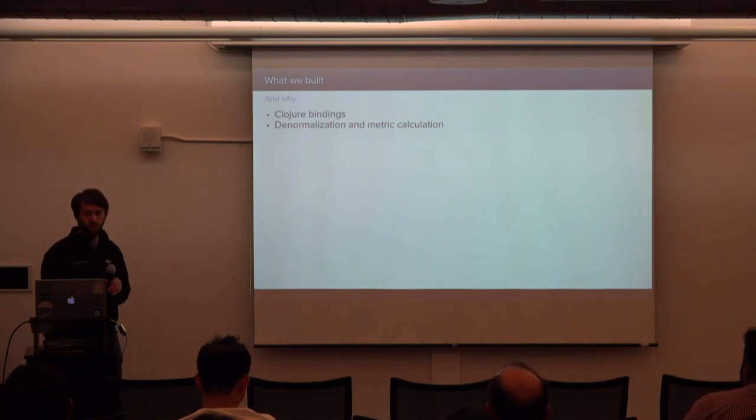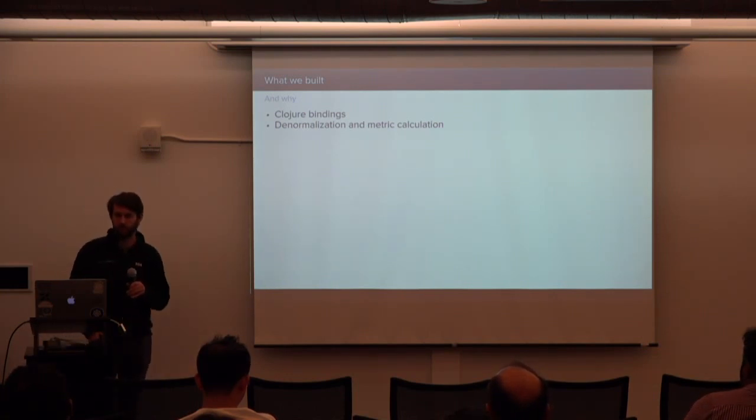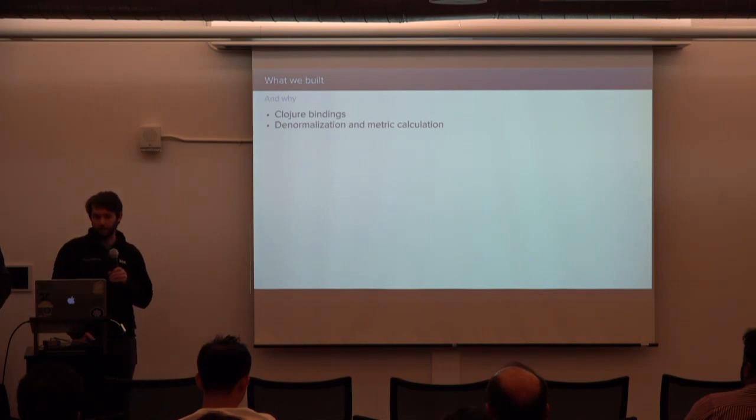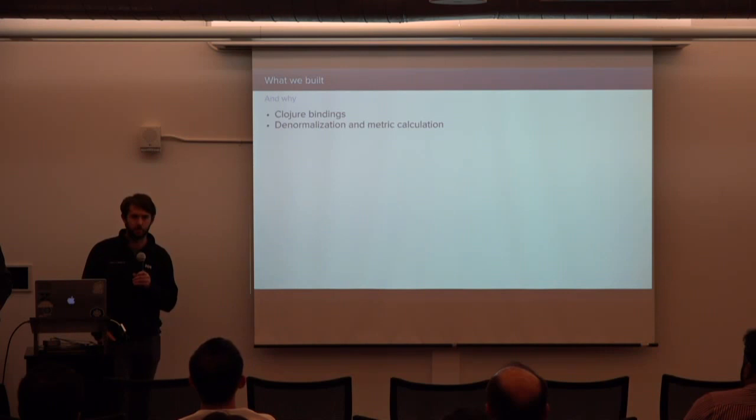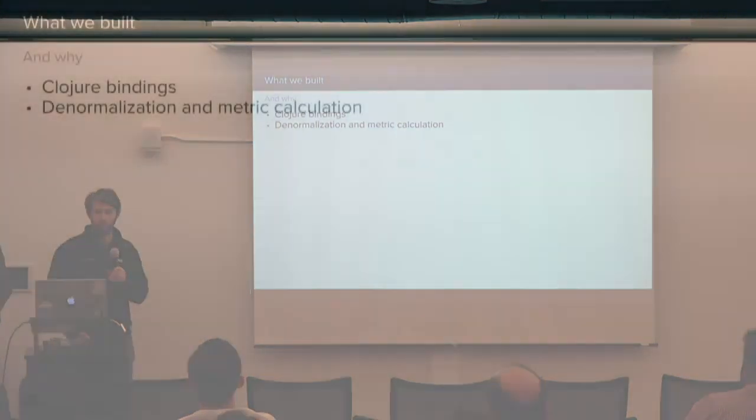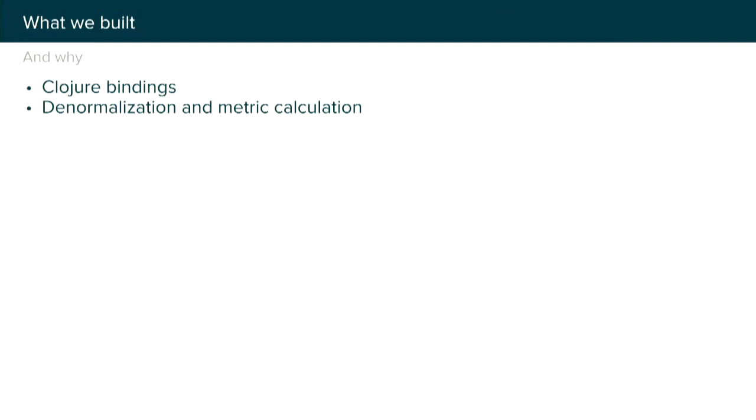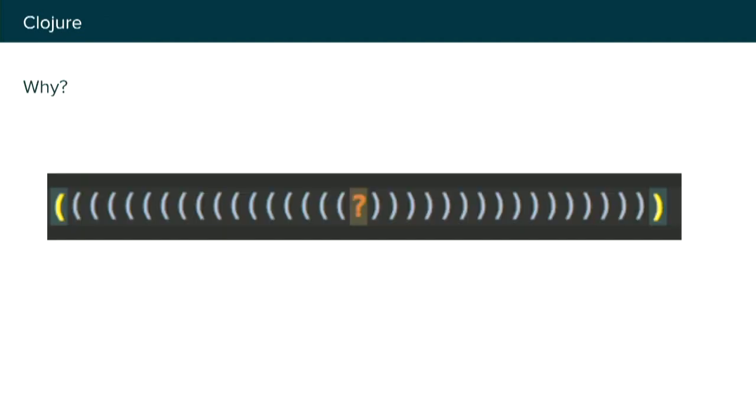Okay. So I'm going to briefly talk about two parts of the project that I think are interesting. This is not the whole implementation of the ETL data warehouse. The first is how we built our Beam jobs using Clojure, which is a programming language other than Java or Python or Scala. And the second is how we ended up with the design that we did for the denormalization job that Michael talked about.